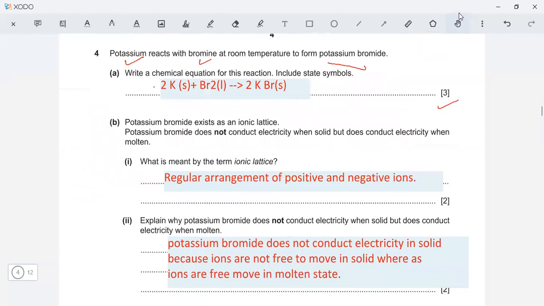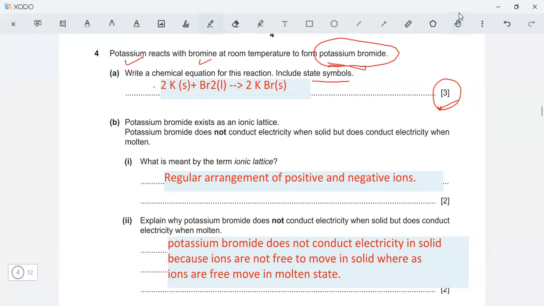Now come to the fourth one. Potassium reacts with bromine at room temperature to form potassium bromide. A, write a chemical equation for this reaction, include state symbols. So it's going to be a 3-mark question. For writing the proper chemical reaction, 1 mark. For balancing the chemical equation, another mark. And finally, for writing state symbols, you will be given 1 mark. So in total it will be 3 marks.